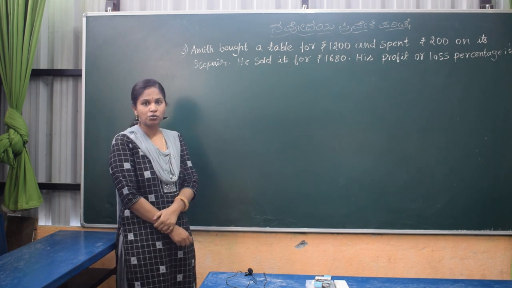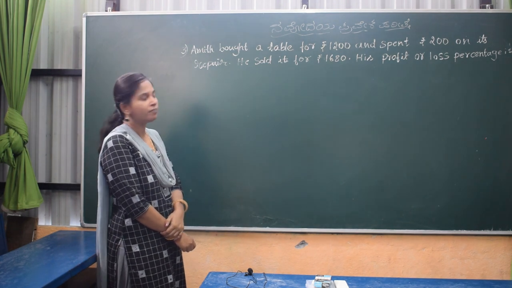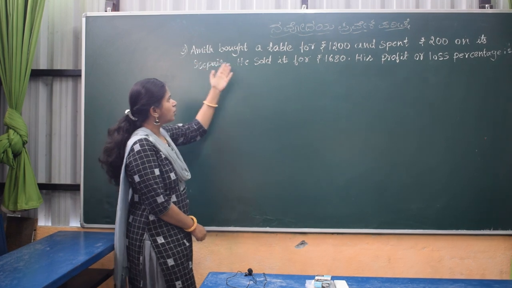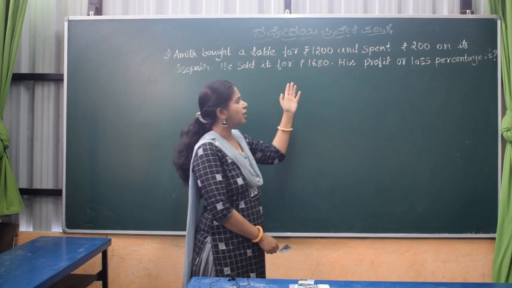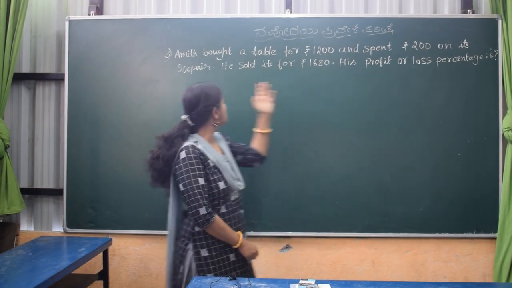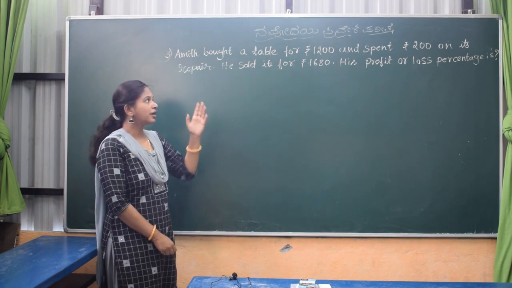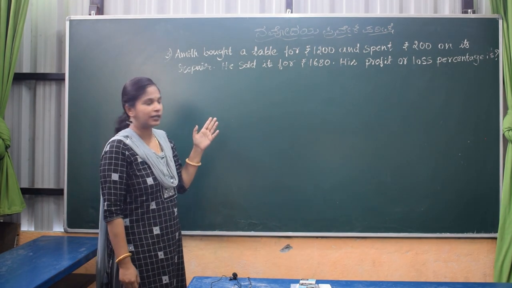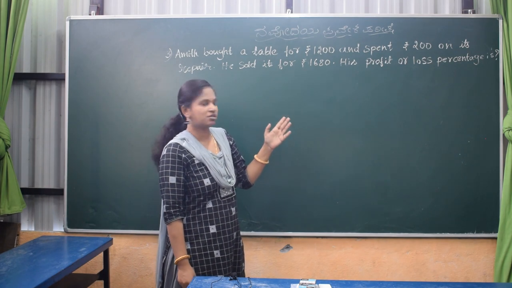So, this is the 2020 question paper. Next question is, Amit bought a table for Rs. 1200 and spent Rs. 200 on its repair. He sold it for Rs. 1680. Is profit or loss percentages?